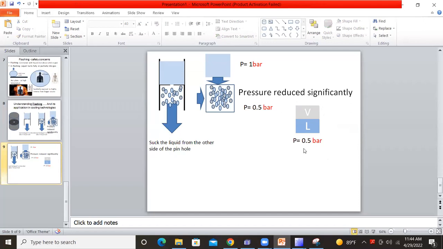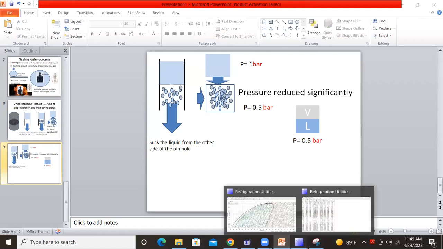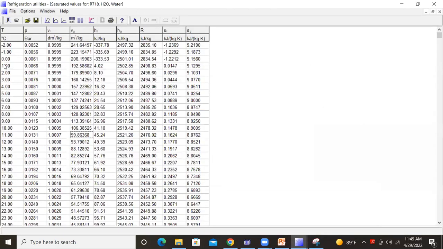That's how the temperature drops. So now we will look into this P at 1 bar and P at 0.5 bar, where we are going to look here. So P at 1 bar.